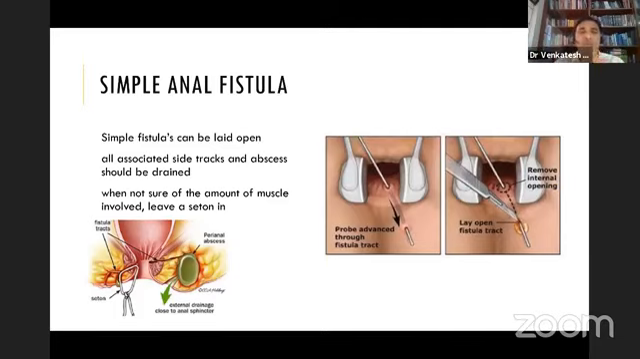So a simple anal fistula can be just laid open, and most simple anal fistulas settle, but they should be treated early. If you leave it, then this external opening can block off, and then it can put a track up, and then it complicates it.